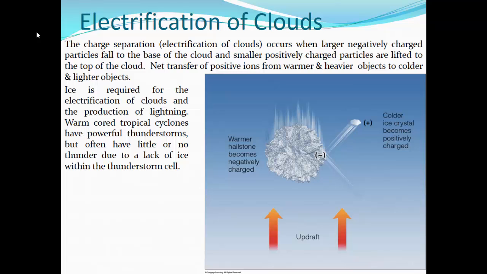Here is an illustration of that electrification of clouds where the warmer, heavier hailstone gives up some of its positive ions as it connects with that smaller, colder ice crystal. And the smaller, colder ice crystal becomes positively charged and goes up, and the hailstone becomes negatively charged and falls to the surface. So ice, as I said, is generally required for the electrification of clouds.